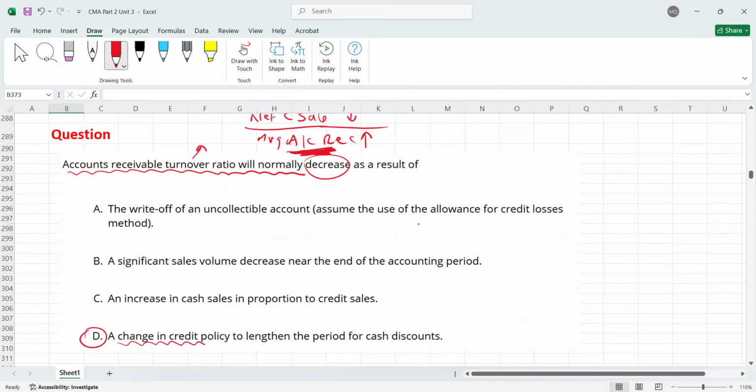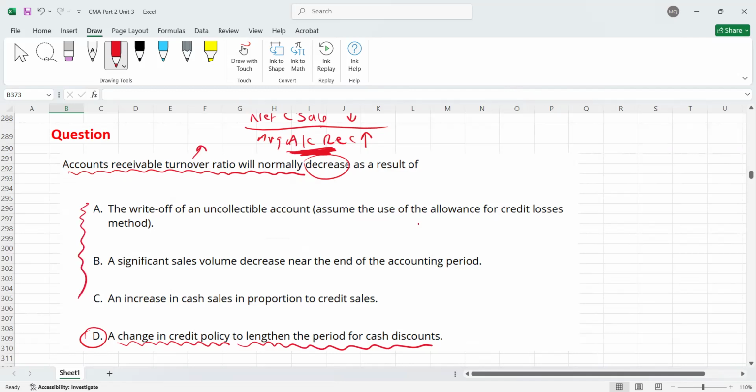A change in credit policy to lengthen the period for the cash discount. Like if you are changing credit policy, which will extend the discount period, definitely your turnover ratio will decrease. So this is actually the answer. Now we need to understand why these three are not the answer.